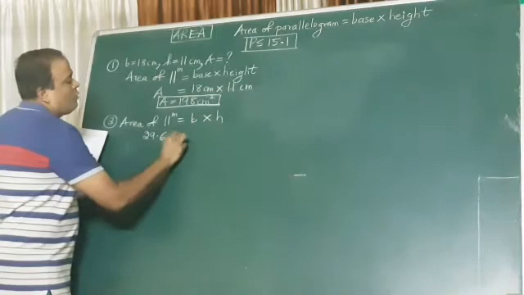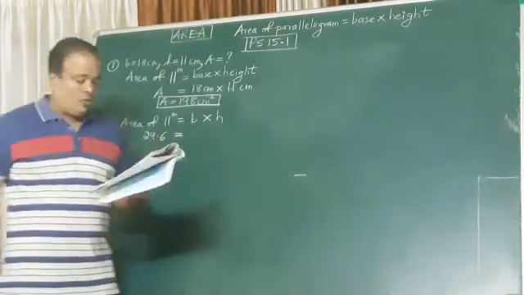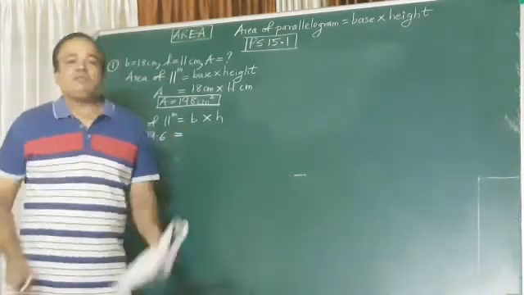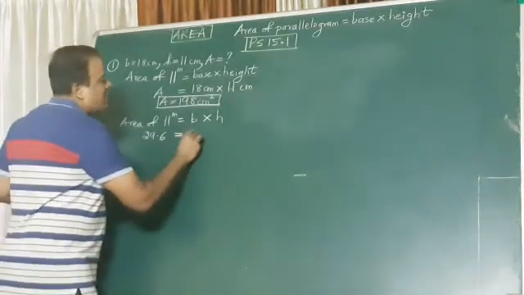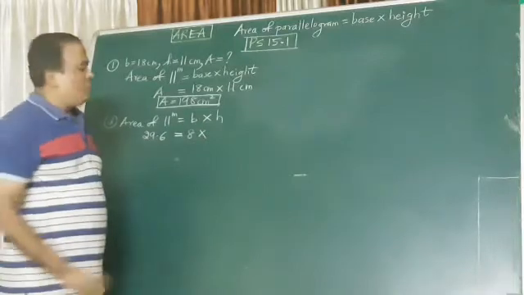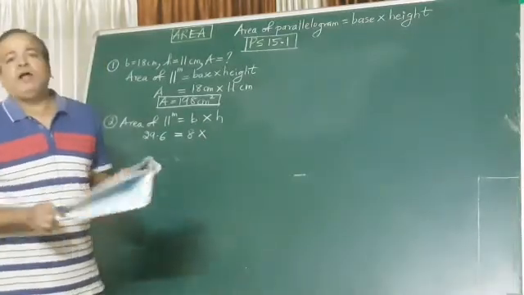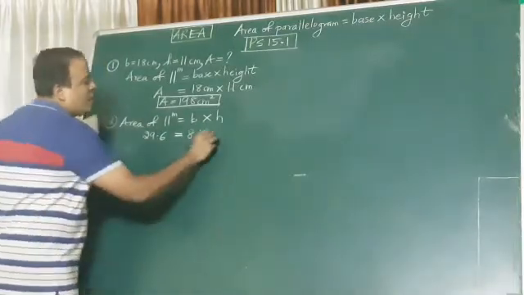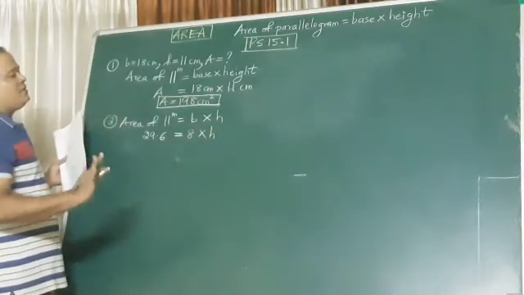Write it down. Equal to base. Do you know the base? Base is given, 8 centimeters. So base is 8 centimeters into height. Do I know the height? No, in the second sum they're asking to find the height. So h I don't know. So write h as it is.